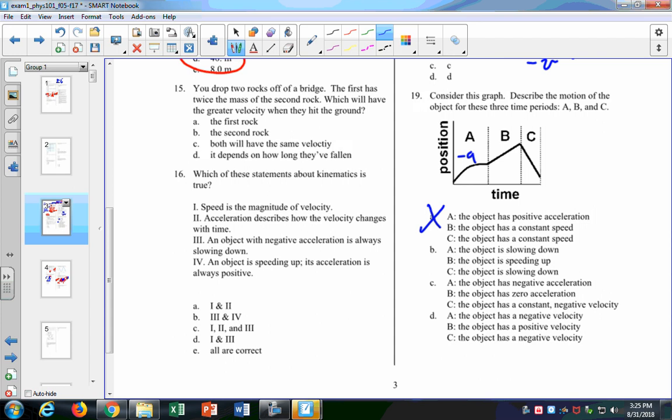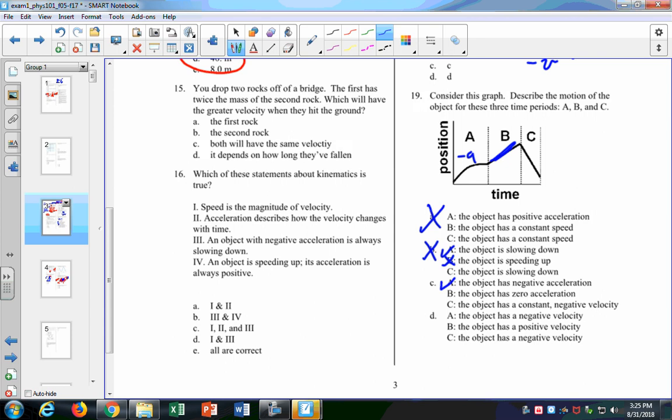B could be the answer. Let's see. Is the object slowing down? Yes. Is the object at part B speeding up? No, it's constant. You're right. It has a constant speed, because look, it's a straight line. So that's not right. I can get rid of that one. Does the object have negative acceleration?